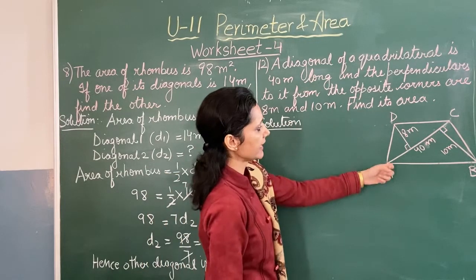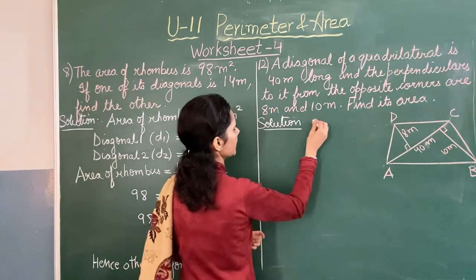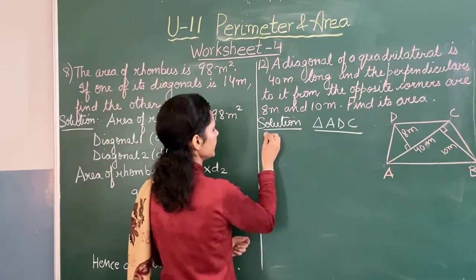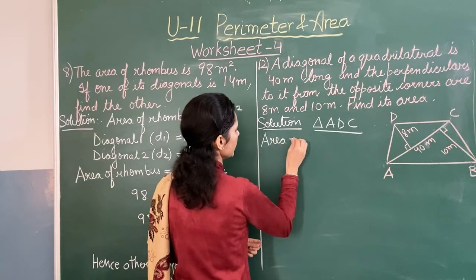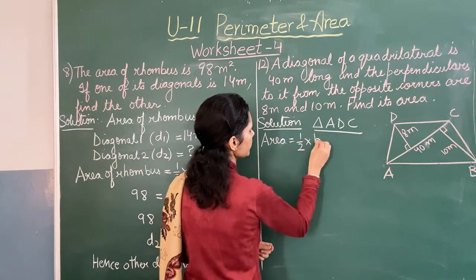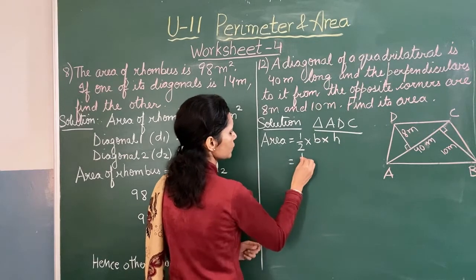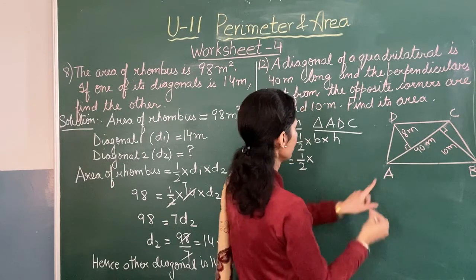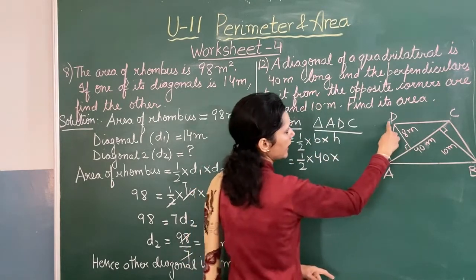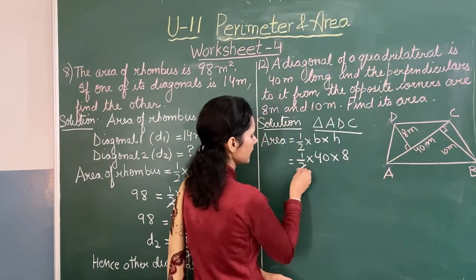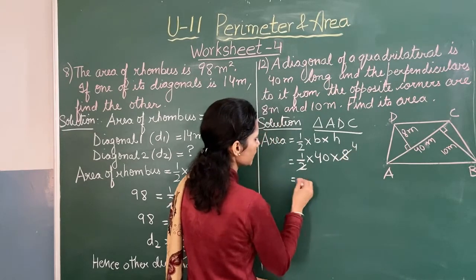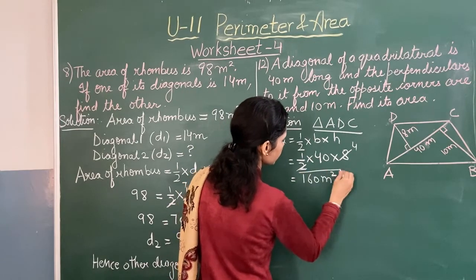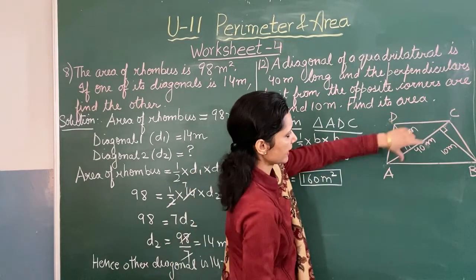Let's give the heading as area of triangle ADC. The area is equal to half into base into height. So this is equal to half into, what is the base of this triangle? It is 40 meters. What is the height? Height is 8 meters. Let's do the cutting. So this comes out to be 160 square meters. So this is the area of the upper triangle.